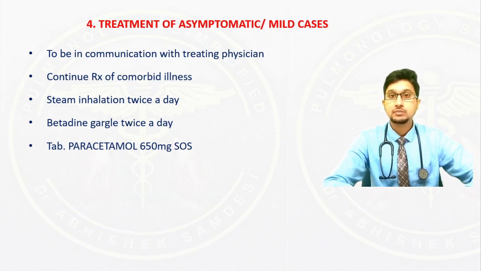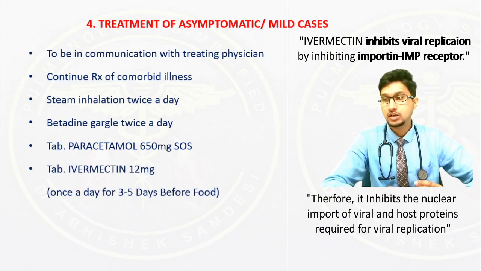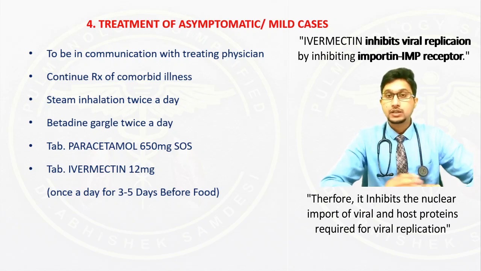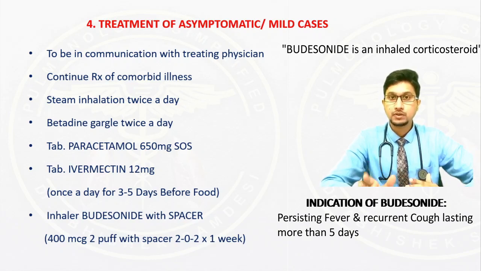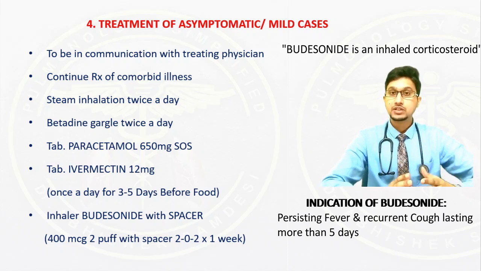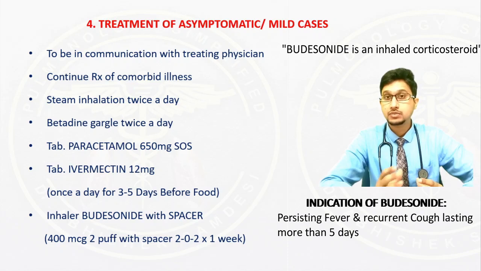The next thing that the Ministry of Health and Family Welfare recommends is to use tab ivermectin 12 mg once a day before food for 3 to 5 days. This will be started by your pulmonologist or your physician. And as per the new guidelines, they recommend using inhaler budesonide with spacer, 400 micrograms, 2 puffs twice a day. It is recommended only when the patient has persisting fever and recurrent troublesome cough lasting more than 5 days. Only after that can you consider inhaler budesonide with spacer.